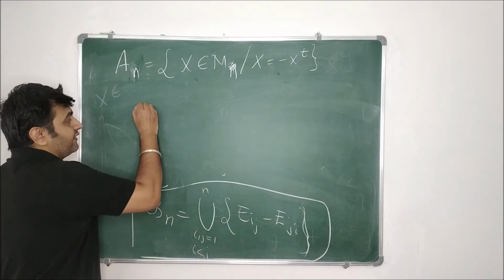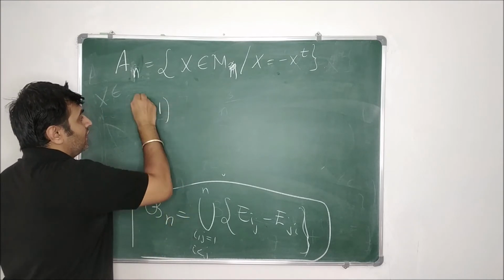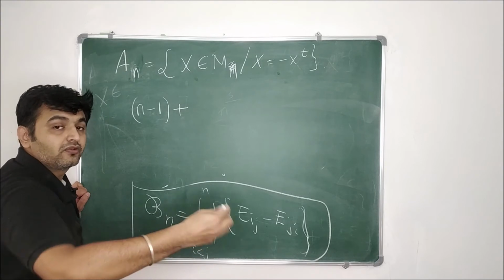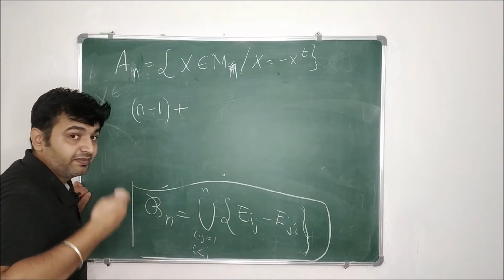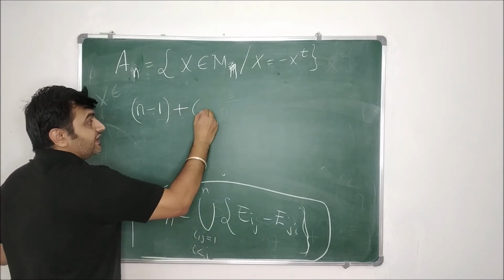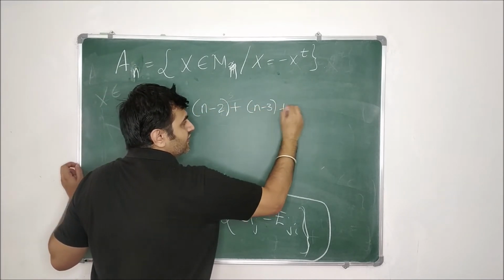So you have n minus 1 choices because j has n minus 1 choices. Plus when my i is 2, what can be j? 3, 4, 5, 6 up to n. So j can't be 1 and 2 because i is less than j. Therefore you have n minus 2 choices. When my i is 3, you have n minus 3.